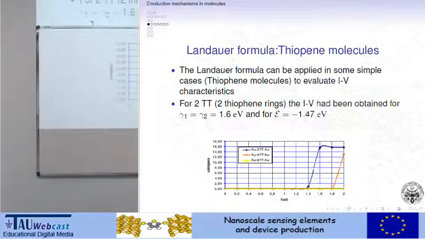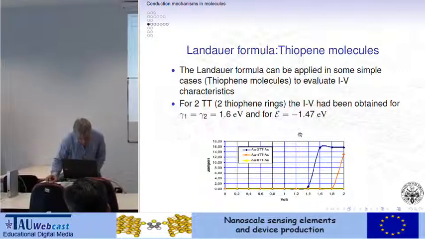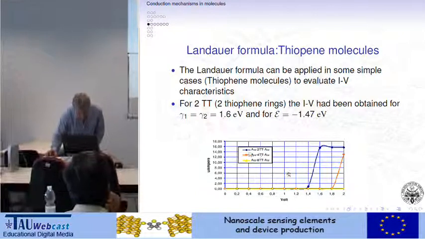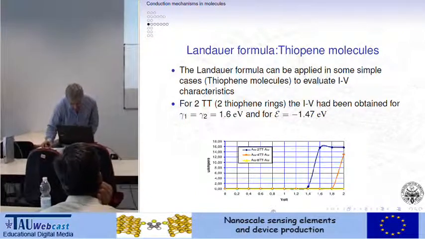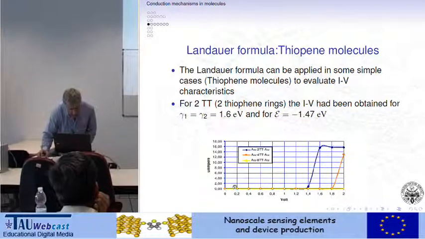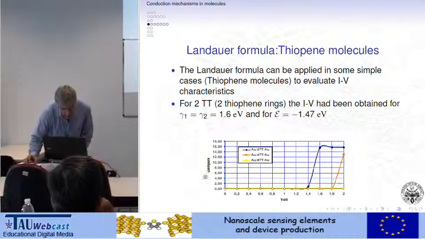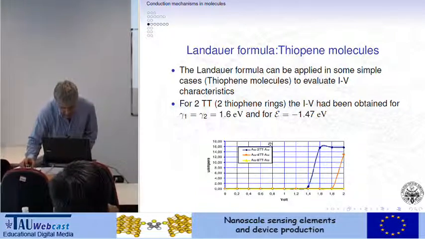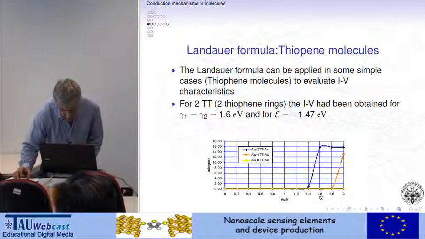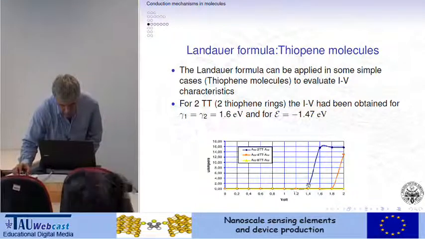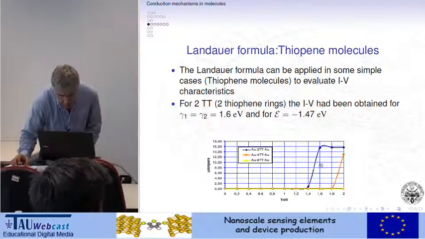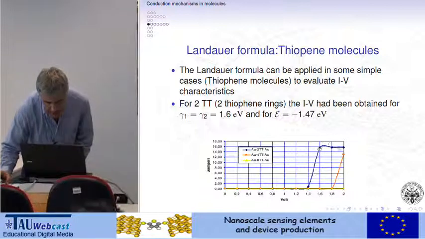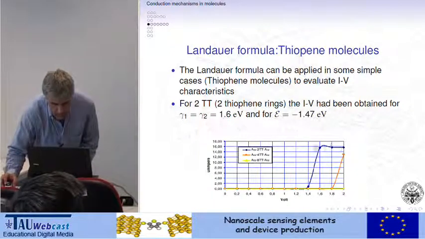So the molecule, the 2TT, is the blue one, and you see quite well what we discussed just before. The current is the blue curve. The current is 0, 0, 0, but in the range starting from 1.4 volt, quite quickly it saturates to a maximum value.